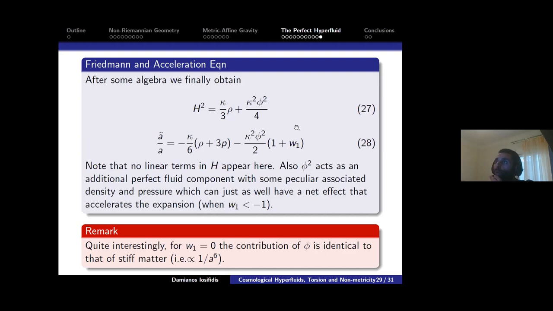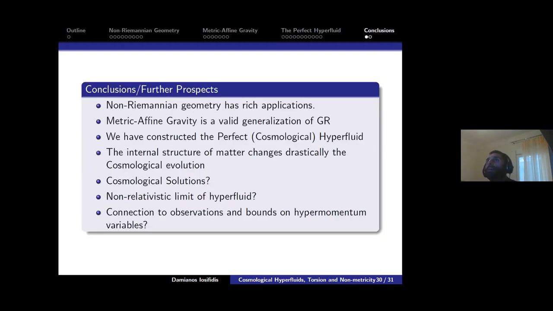And so I have discussed further solutions of these equations, and also for more complicated cases, in some other works, but it's not relevant to discuss it here. So that's it. Let me wrap up what we have discussed here. We see that non-Riemannian geometry offers a lot of possibilities to study theories of gravity, and metric-affine gravity is a generalization of GR. It's a generalization of Einstein-Cartan gravity, which is known to be a valid theory for gravity.